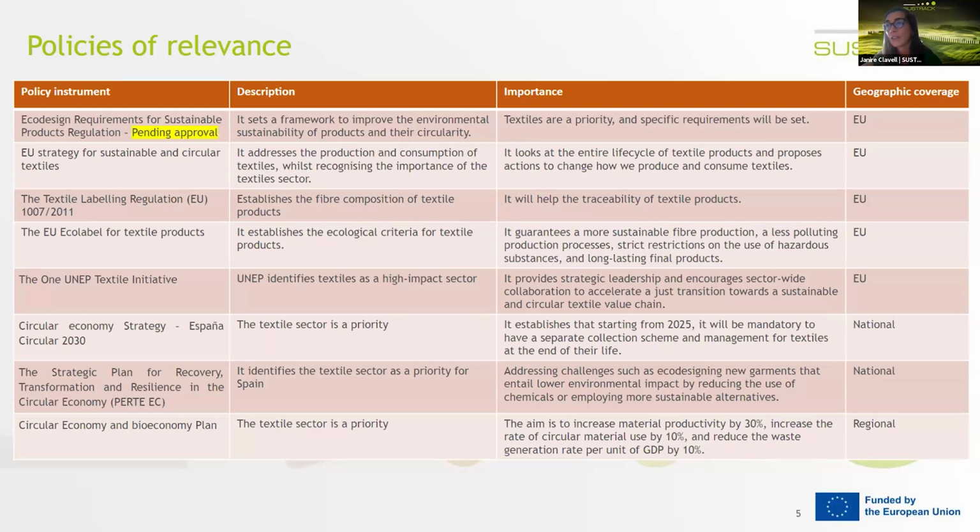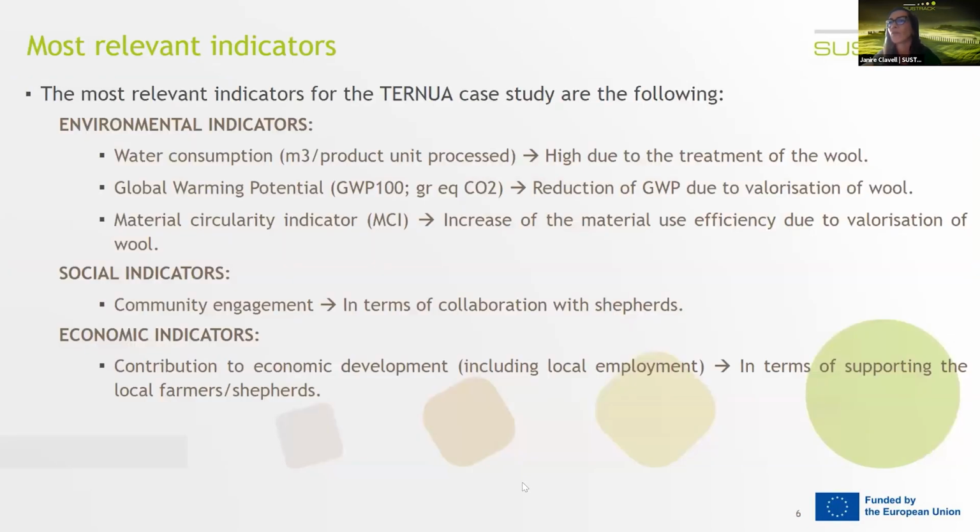At the national level, we have the Circular Economy Strategy and the Strategic Plan for Recovery, Transformation, and Resilience in the Circular Economy, both including several sectors, but always with the textile sector as a priority. And finally, at the regional level, in the Basque Country, we have the Circular Economy and Bioeconomy Plan, again having the textile sector as a priority.